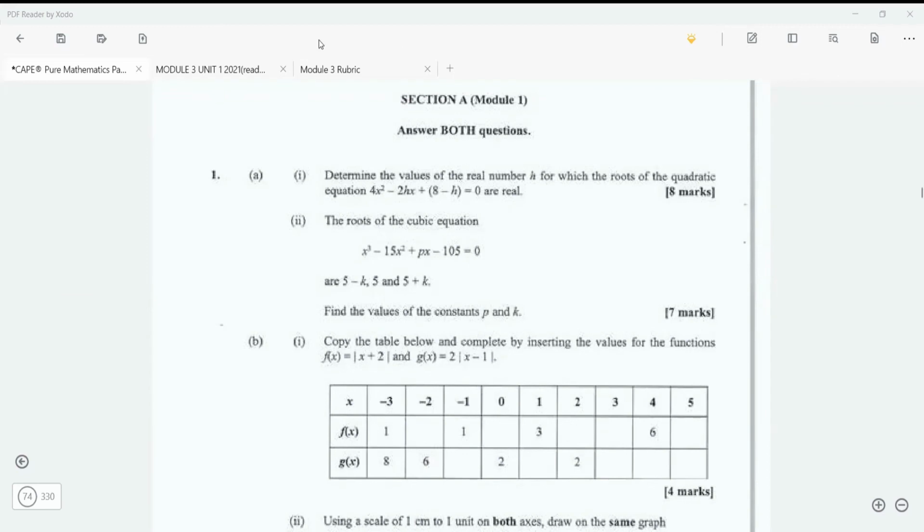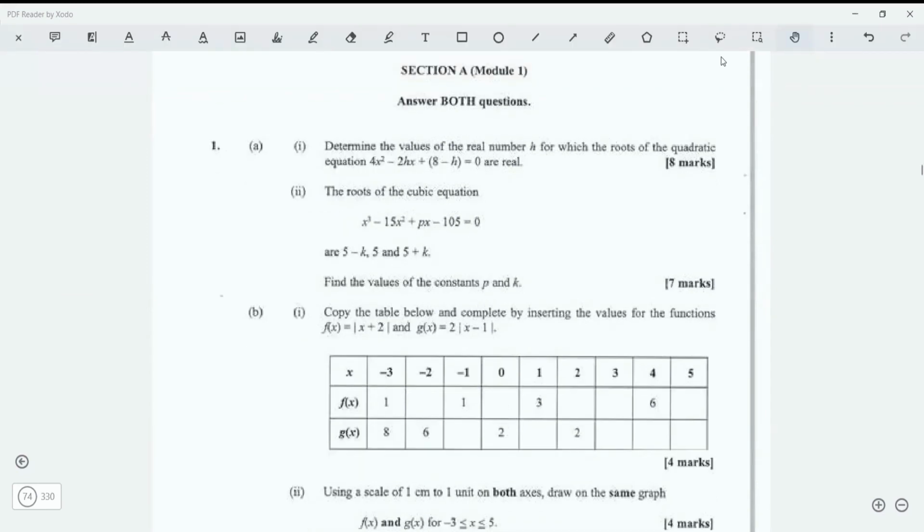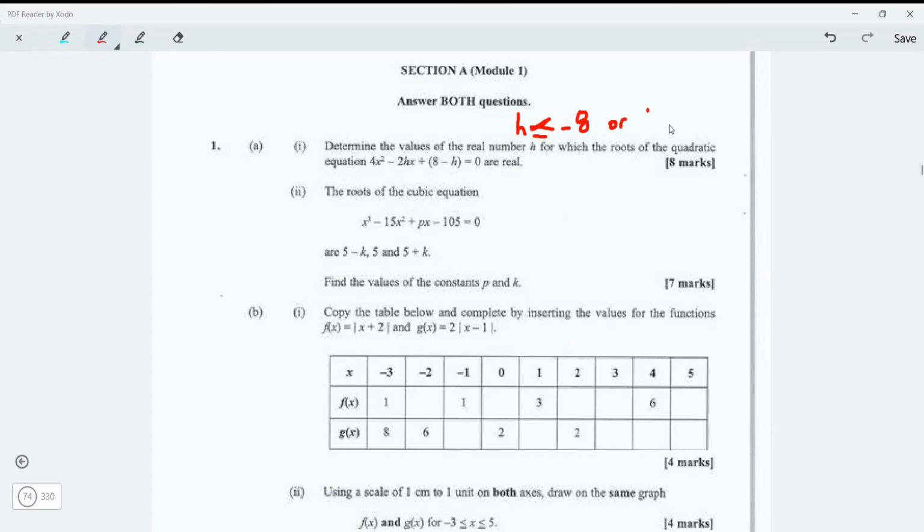So that would be the range of values where the roots are real. All right, h can be less than or equal to minus 8, or as we said, h can be greater than or equal to 4. Nice. All right.